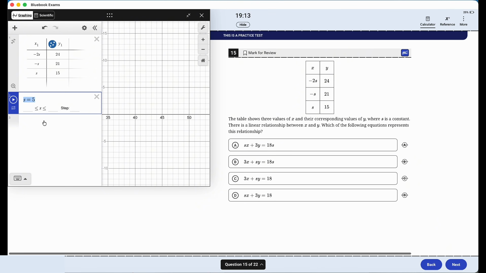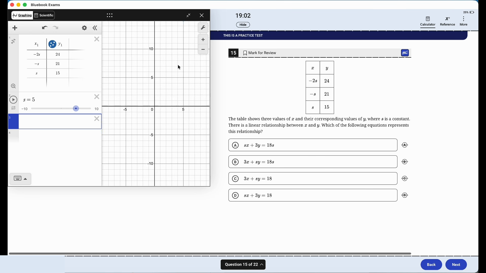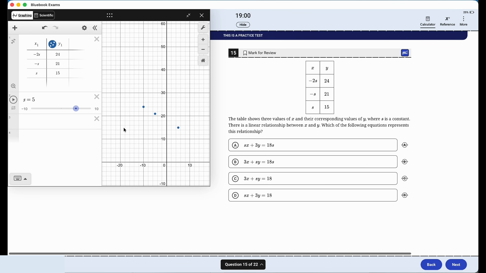Never use 0, never use 1. Weird things happen because of the zero property and the identity property of 1. And also don't use any numbers you see in the problem. Sometimes that will mess you up. So I'm going with 5, right? And now you see I plotted those and the errors went away and it showed me my 3 points.